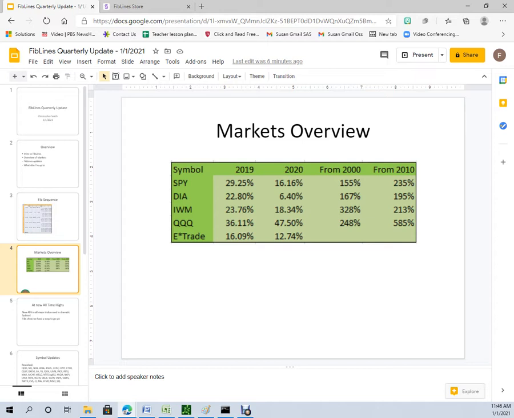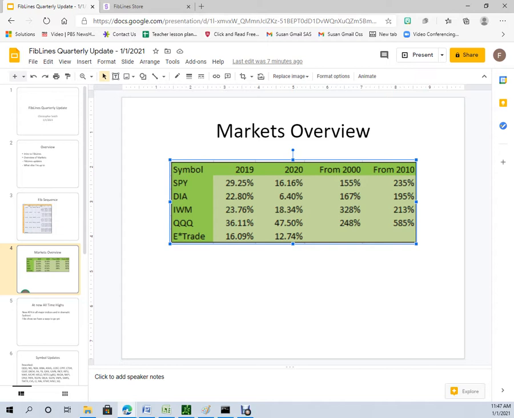SPY, for example, from the 2000s is up 155%, 235% since 2010. So if you divide that by 10, that's 15% a year. By 20, it's about 7.5% a year. So that's pretty much what the stock market's been doing since 2000. 7.5% annual in the SPY, 8% in the Dow, and about 16% in the IWM. So some overperformance there on the IWM from 2000.